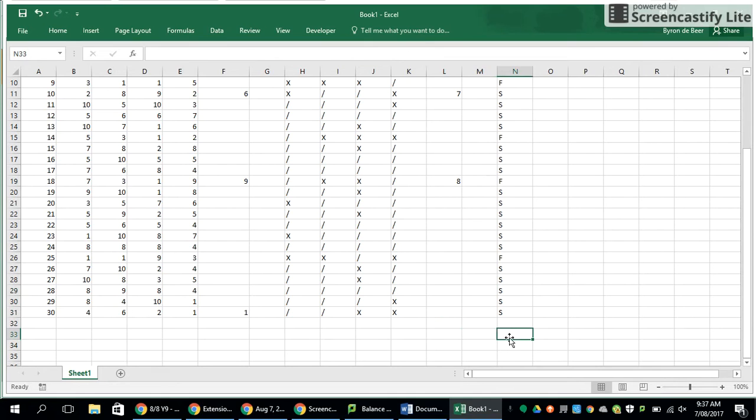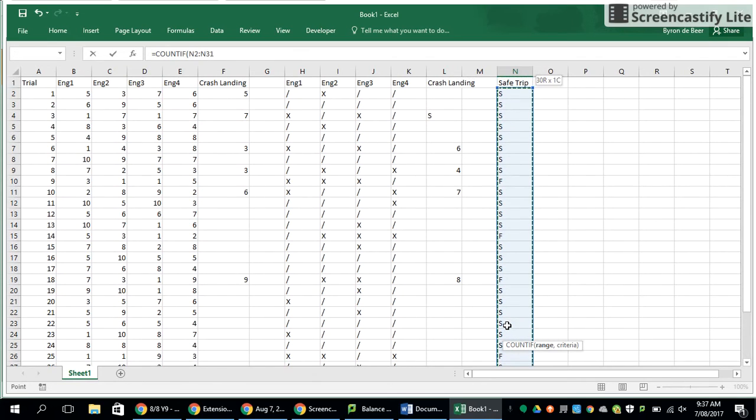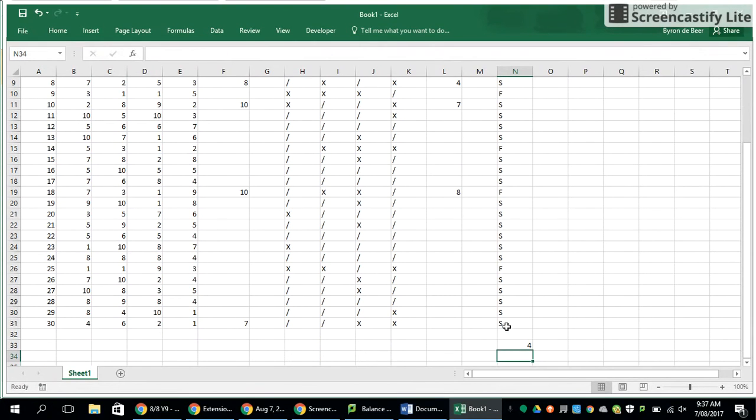So I've got this. I'm going to do a bit of a cheat again. I'm going to count if this range has the word F in it, because that was what I had for fail. It failed 4 times. And to figure out the probability, we do the successful divided by the total amount. So I know it's 30. And let's times it by 100 as well as a percent.